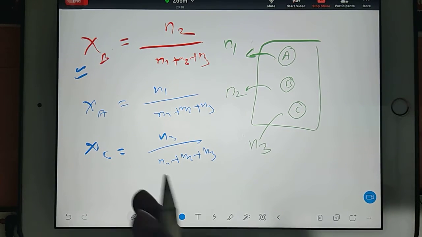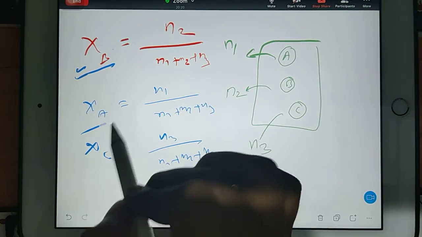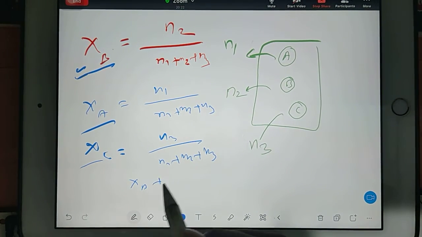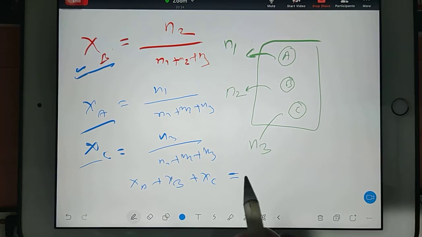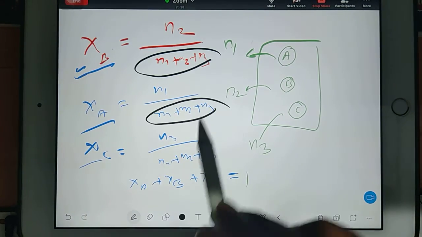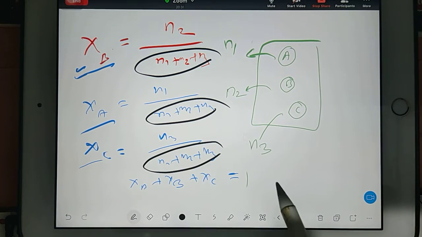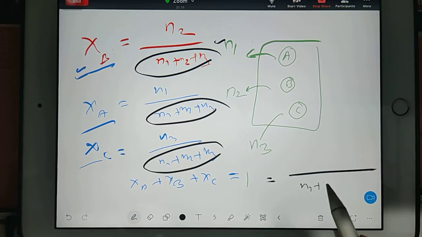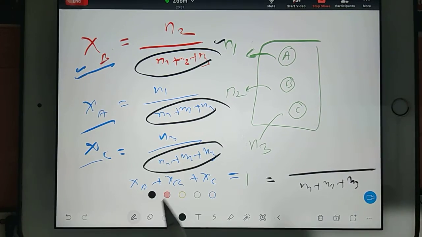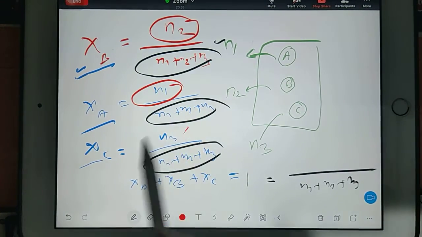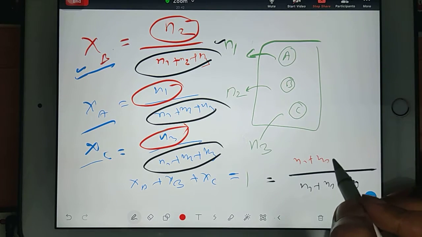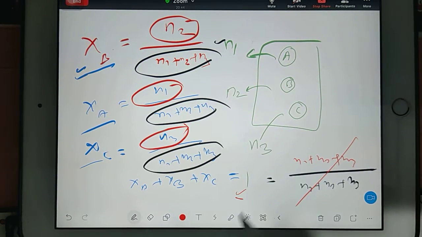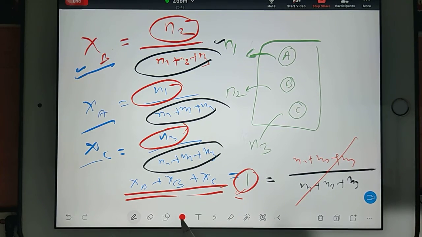Now see, what is the beauty here? If you add all the mole fractions, I mean if you add XA plus XB plus XC, it will give you 1. You know why? Because the denominator is the same. So how do we add fractions? Your denominator is the same, N1 plus N2 plus N3, and when you add the numerators, again you get N1 plus N2 plus N3. So that's why it cancels, and you get 1. So you will get 1 if you add all the mole fractions.